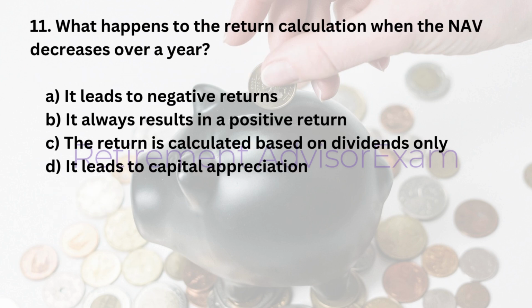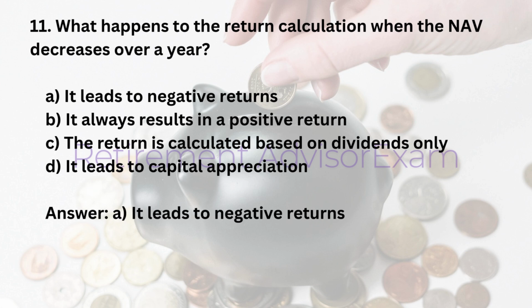11. What happens to the return calculation when the NAV decreases over a year? A. It leads to negative returns. B. It always results in a positive return. C. The return is calculated based on dividends only. D. It leads to capital appreciation. Answer: A. It leads to negative returns.